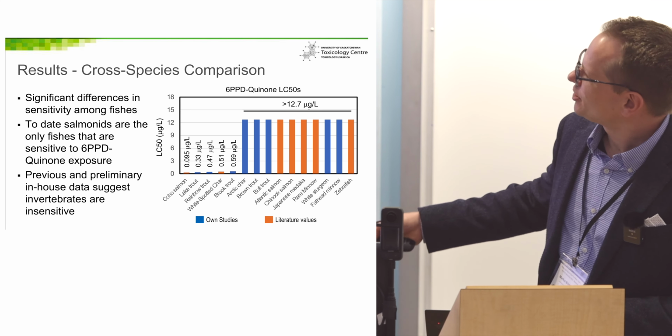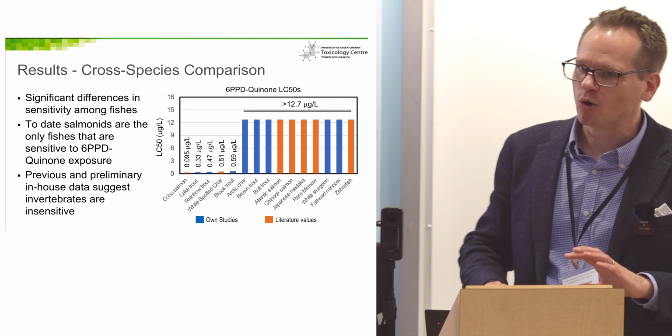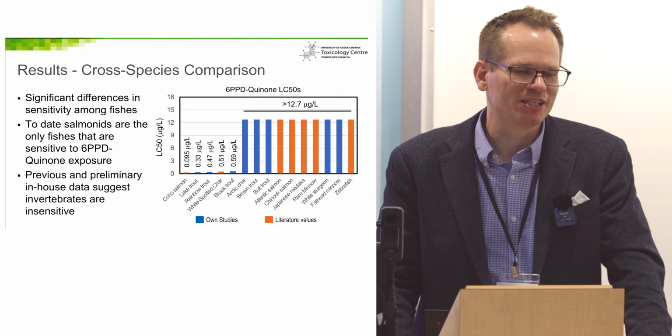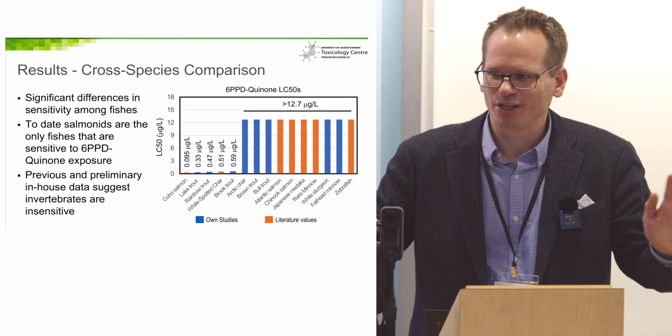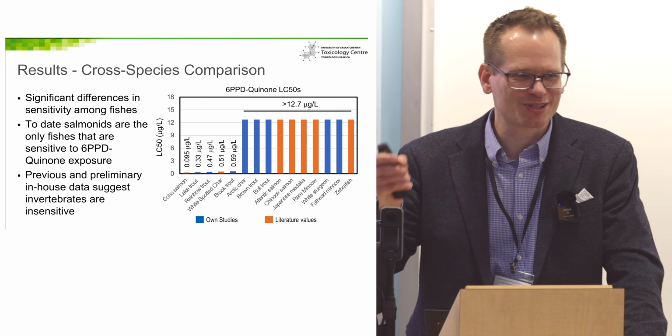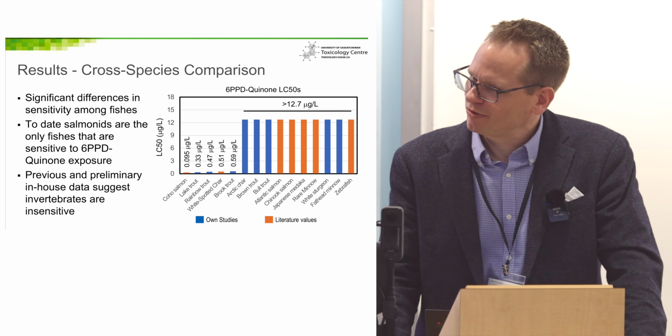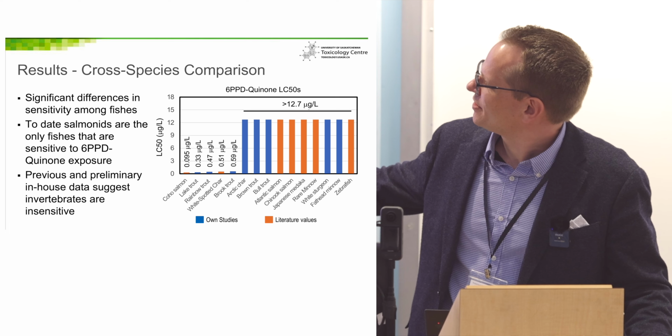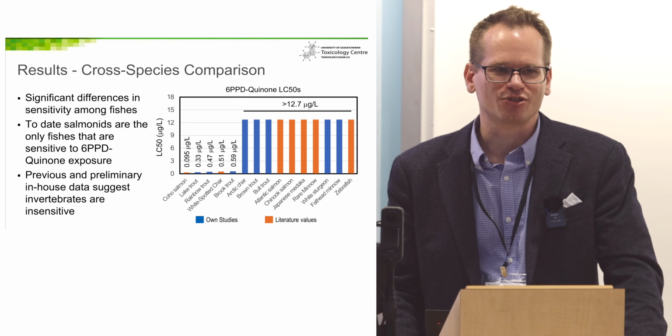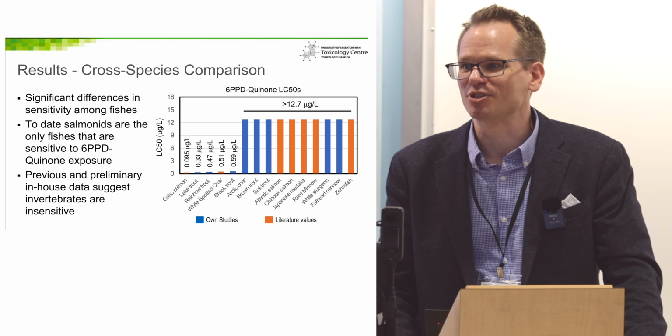Now, interestingly as well, to date, only salmonids have been shown to be sensitive to 6-ppd quinone. I'm not aware of any other study. Maybe there's some knowledge out here. But so far, only salmonids would be in this sensitive group down here. There's no cyprinids in there, nothing else that has been studied to date, right?